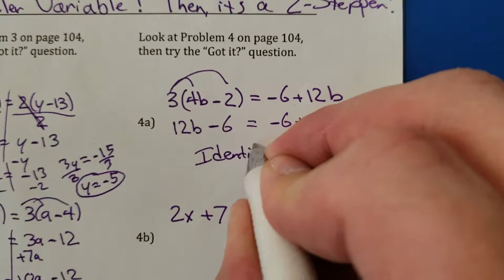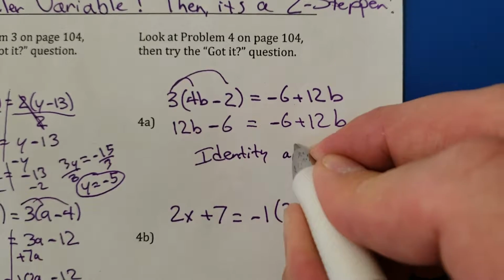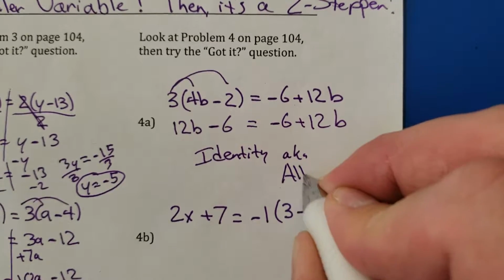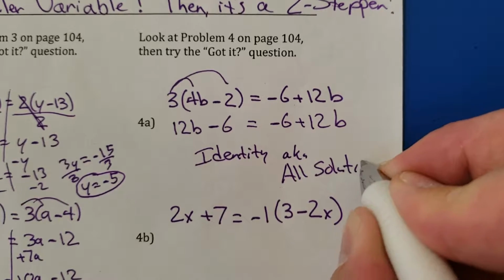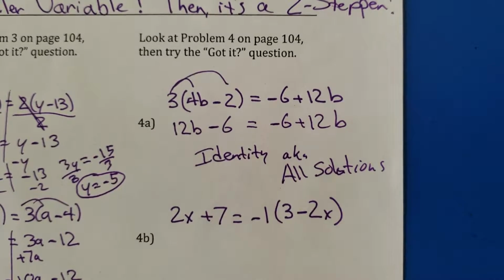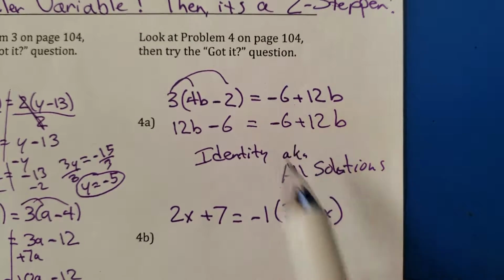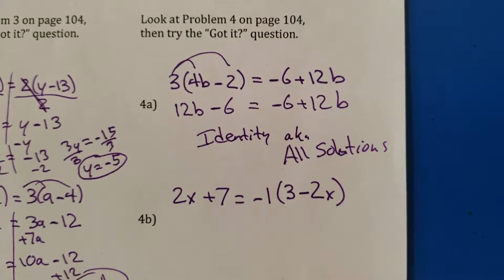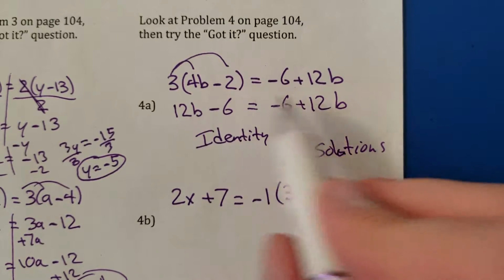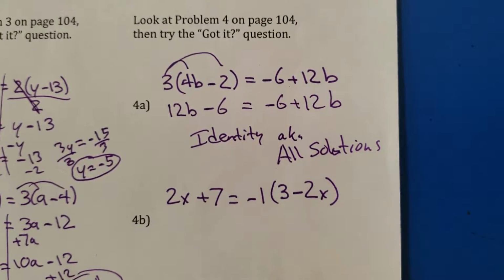Identity, okay, aka all solutions. It's always going to work. It's always going to be true. So if it's the exact same equation, 12b, negative 6, yeah, it's an identity. Those equations equal each other. They have the same numerical identity. That's why you call it identity.